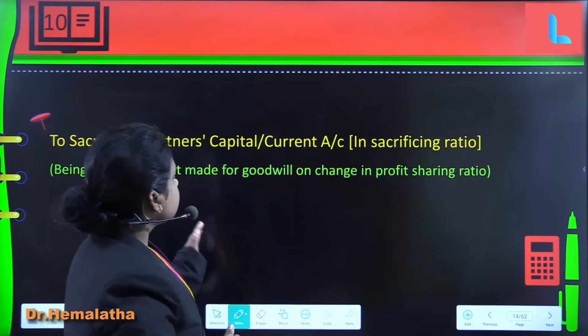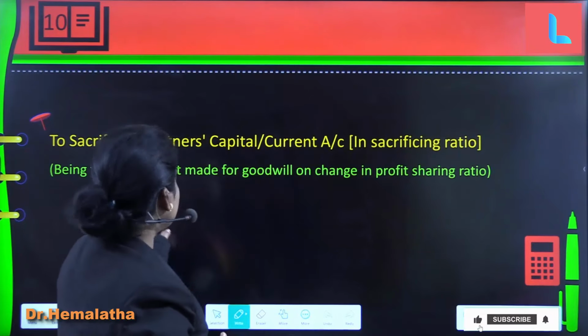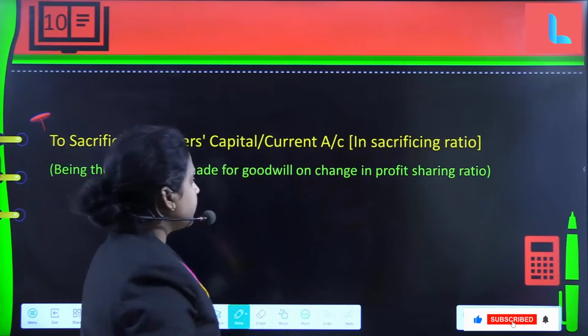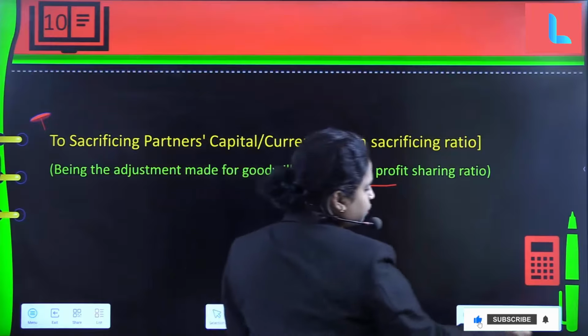The entry is passed to the sacrificing partners' capital or current account in the sacrificing ratio, being the adjustment made for goodwill on change in the profit sharing ratio. This is the entry that we have to pass.